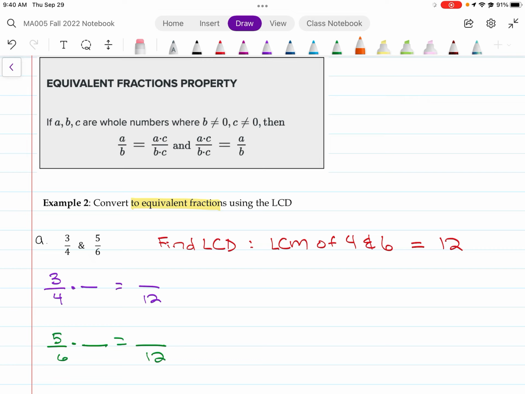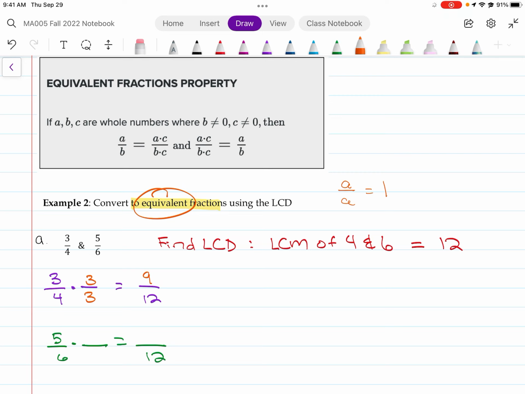All right, so 4 has to be multiplied by 3 to get 12. So that means, if it's equivalent, remember, a over a equals 1. All right, so it has to be the same number, top and bottom. So now our new number on top is 9/12.